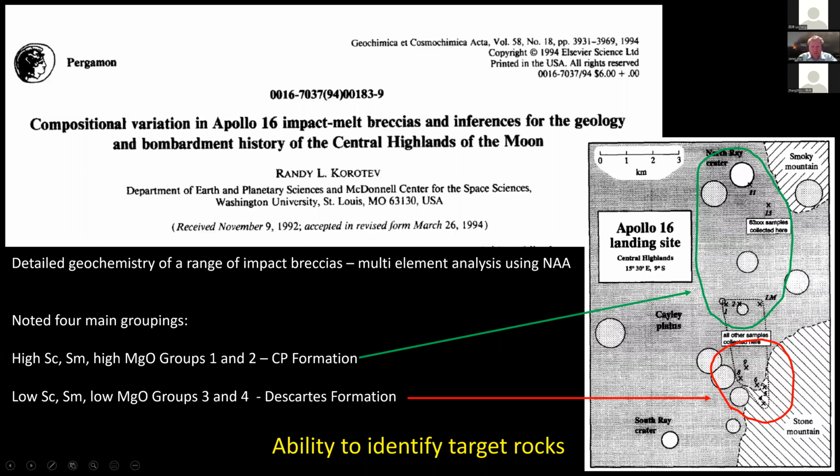This raises the important point of not just impactor variations, but also lithological variations existing even at a single Apollo site. And you can see these variations really nicely on these diagrams. This is from Randy's work. This is scandium versus samarium. You can see the very clear groupings.